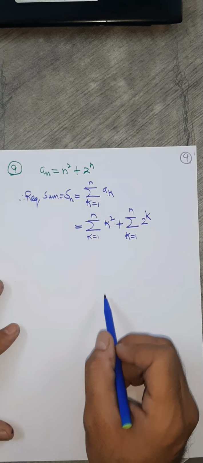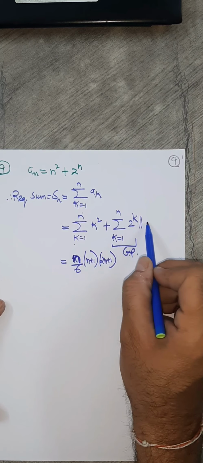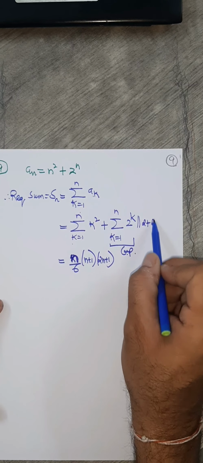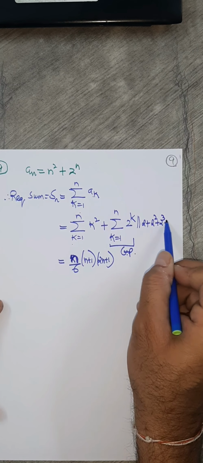This is not AP, but for this you have a prepared formula. What's the formula for this? n by 6, where the last term is n here: n by 6, n plus 1 into 2n plus 1. You know the formula for this. If I just rewrite here, it's like this: 2 plus 2 square plus 2 cube and so on.